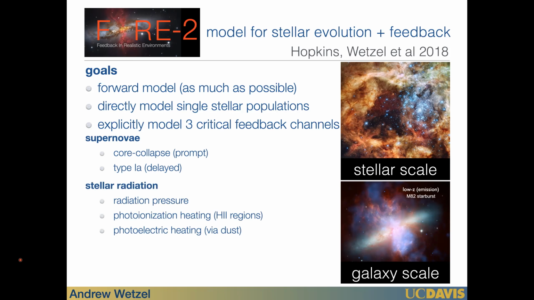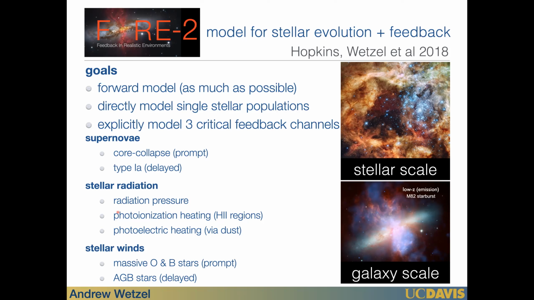We're modeling the radiation from stars. This includes radiation pressure from scattering off of the interstellar medium. It includes photoionization heating, the generation of HII regions, and photoelectric heating by interactions with dust. And then finally, stellar winds. Stars, in particular massive stars, shed lots of mass and lots of momentum through stellar winds. And late-stage stellar evolution, like AGB stars, can also drive significant stellar winds.